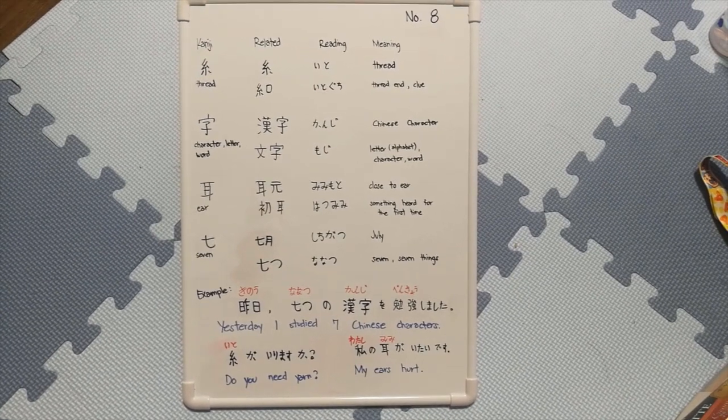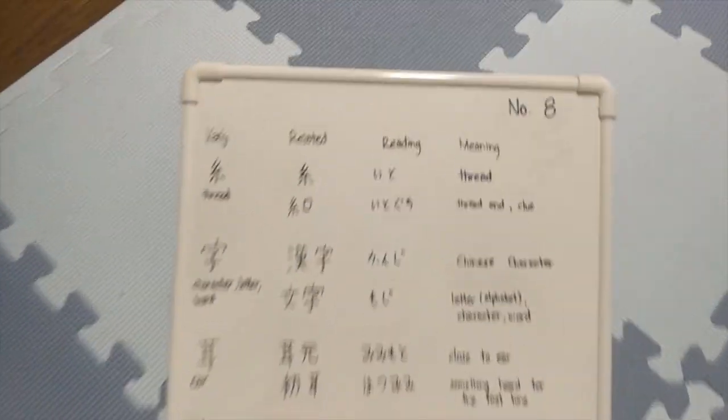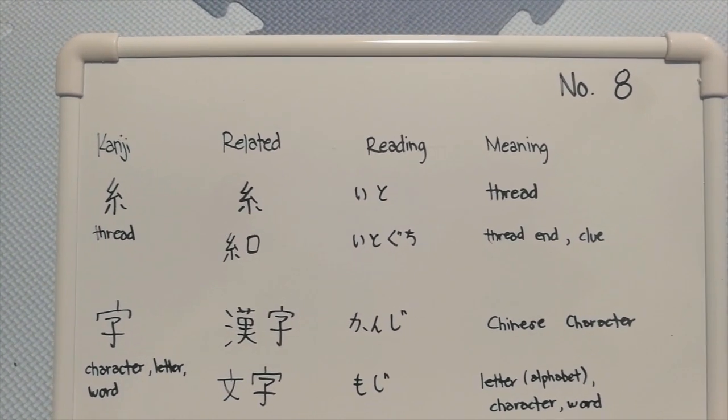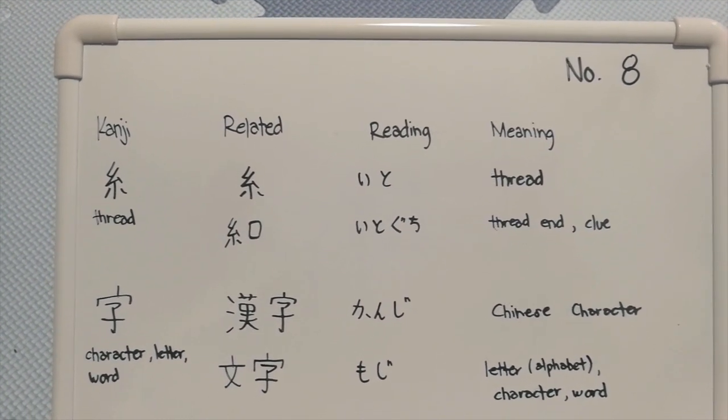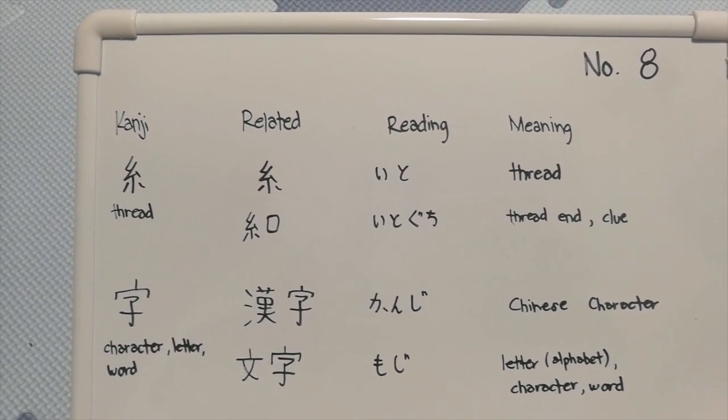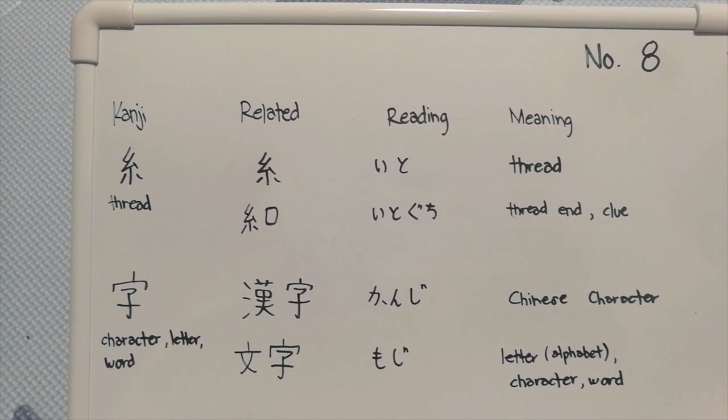To start it off, we have thread. Thread, or ito. And ito stands for thread in English. Another example is itoguchi, or thread end, or clue.